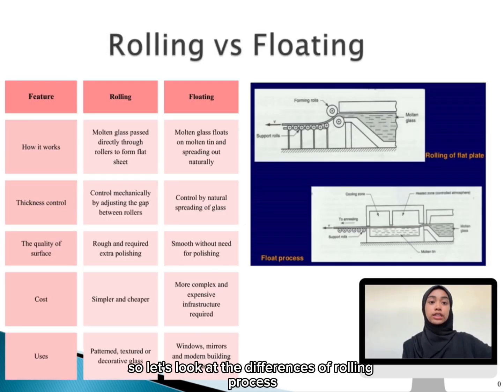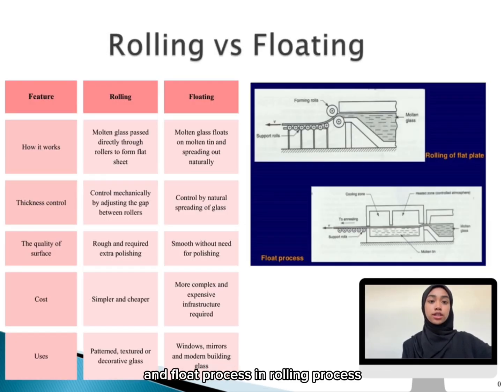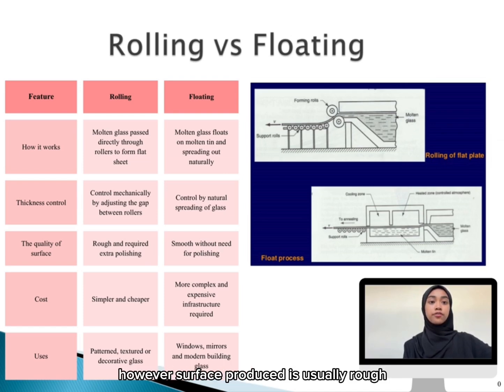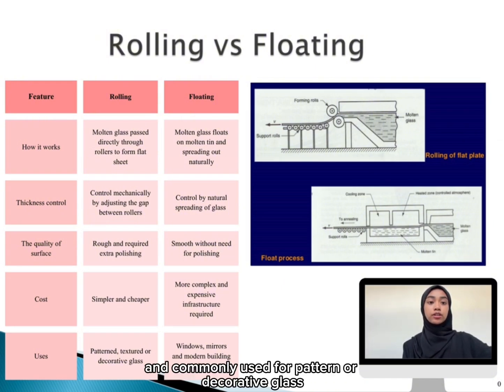So, let's look at the differences of rolling process and float process. In the rolling process, molten glass is passed through rollers to form flat sheet. The thickness of glass is controlled by the gap between rollers. However, surface produced is usually rough and may require polishing. This process is simpler and cheaper and commonly used for pattern or decorative glass.